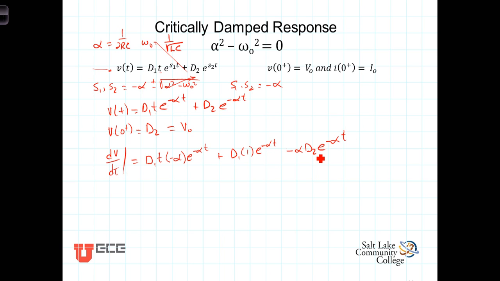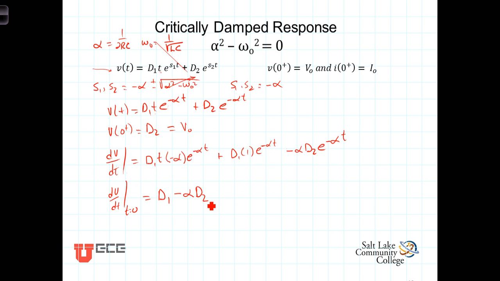Now, when we evaluate that at t equals 0, we have dv dt evaluated at t equals 0 is equal to, in this term, we have the t multiplying here. When t equals 0, this term goes to 0. In each of these two terms, we have the e to the minus alpha t, which when t goes to 0, the exponential goes to 1, and we're left with simply d1 minus alpha d2.